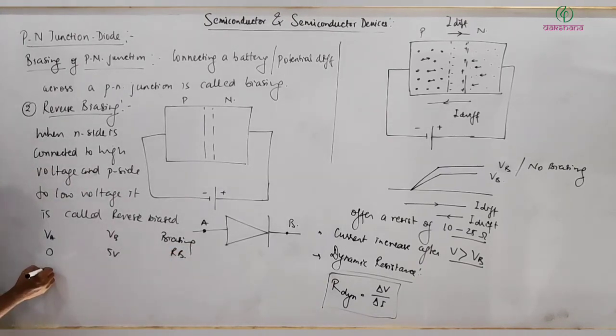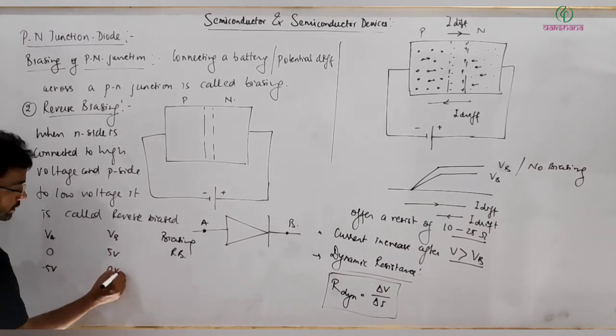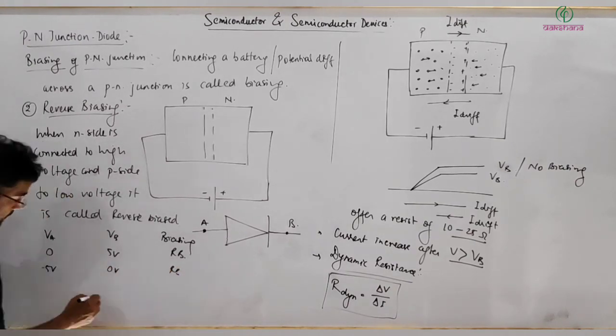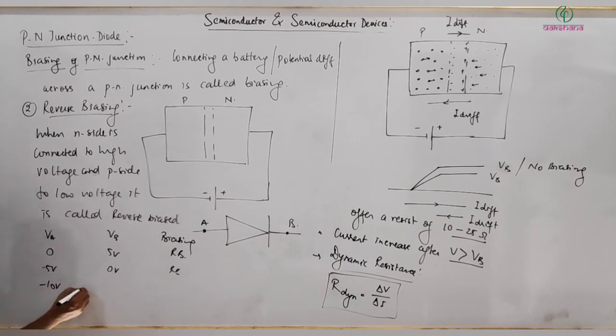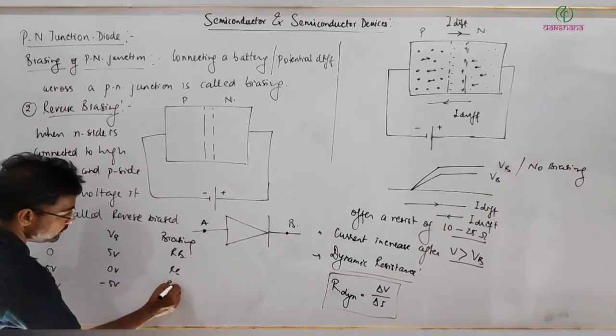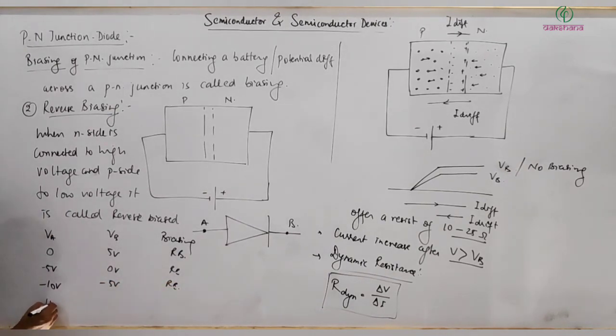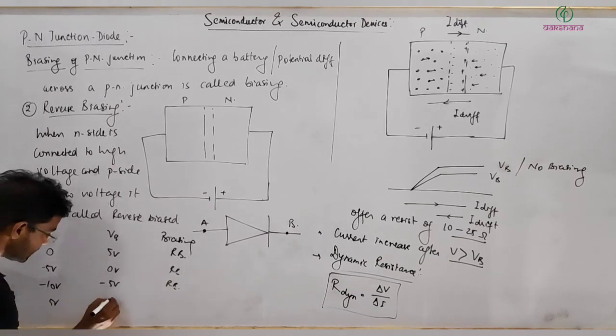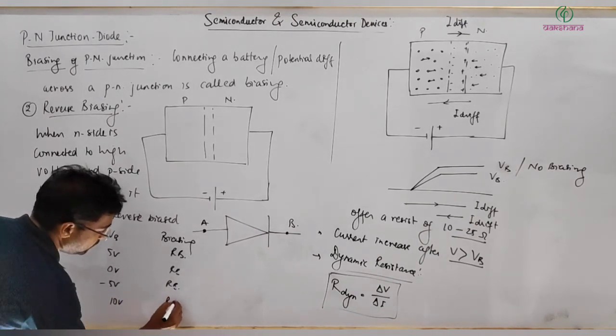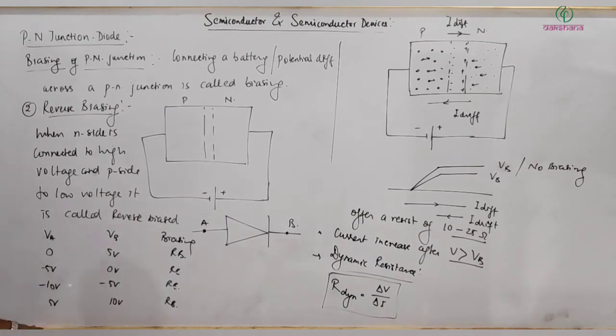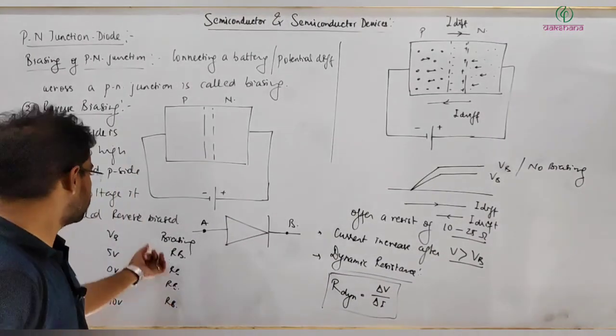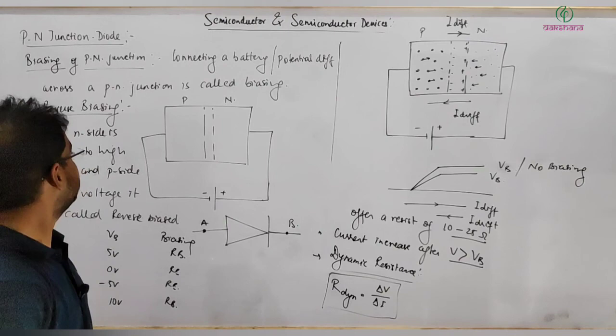This is minus 5 volt, 0 volt, also reverse biased. This is minus 10 volt, minus 5 volt, reverse bias. Or this is at 10 volt and this at 15 volt, or I can write 5 volt and this at 10 volt, also reverse bias. So all these situations belong to reverse biasing of a PN junction.